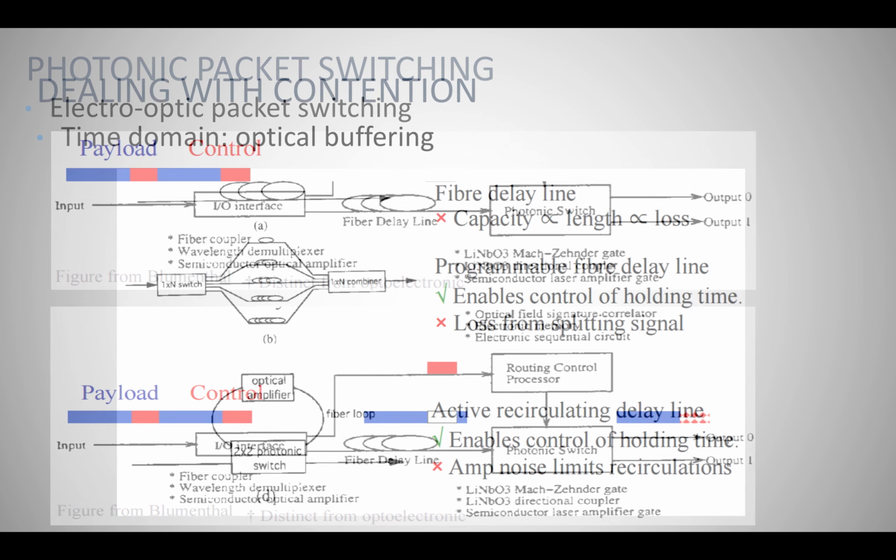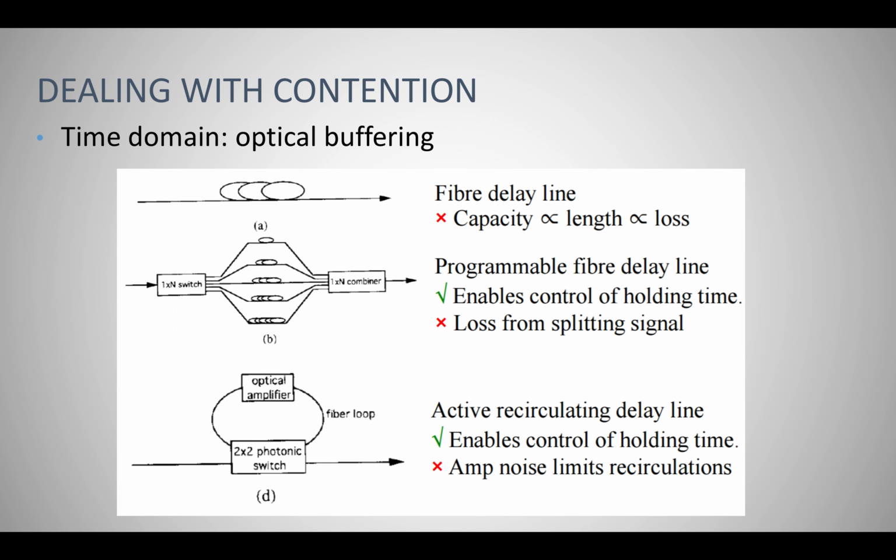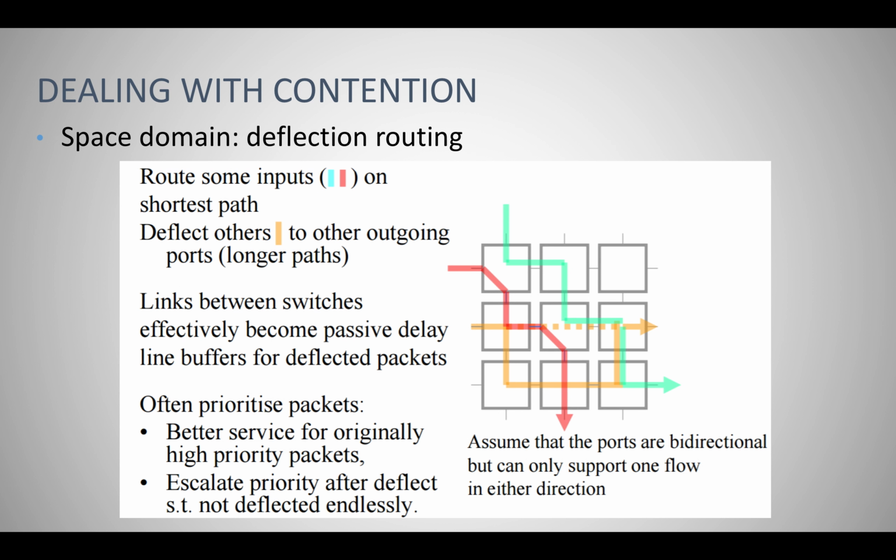So finally, when dealing with contention, we use optical buffering in the time domain, and we use deflection routing in the space domain. So that's all. Thank you.